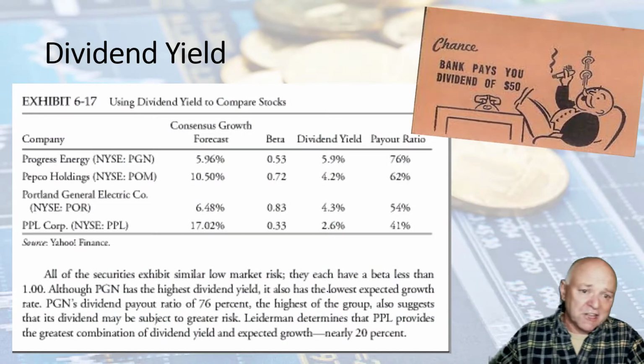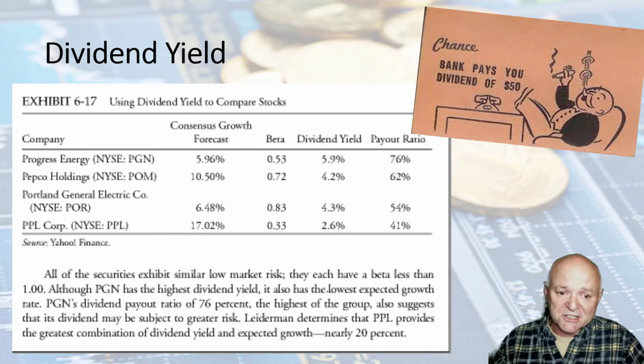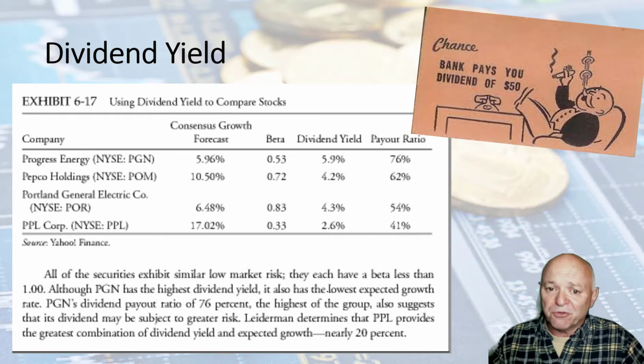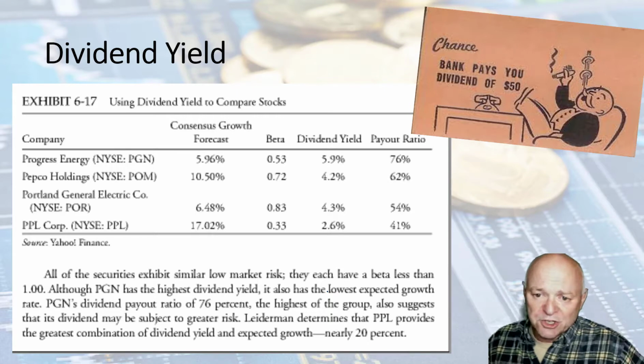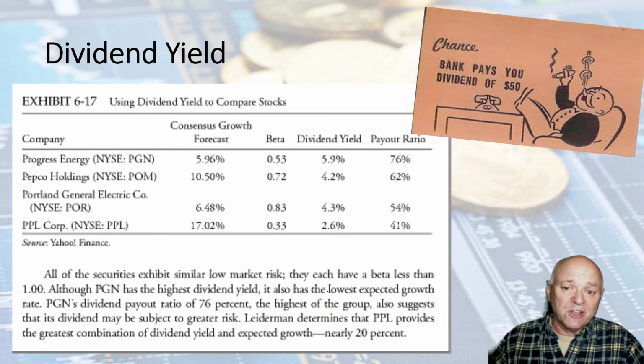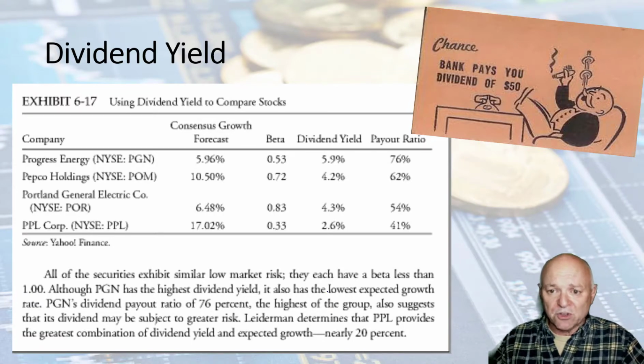And here you can see a great example of this. From the textbook example, we have 4 companies that are all in the electric utility business. The ones with the highest growth forecasts are, well, at the bottom of the table mostly. We have PPL, which is a Pittsburgh-based electricity utility. The lowest growth is Progress Energy. Progress Energy also has the lowest beta, but it has the highest yield. 5.9% gives it by far the most attractive yield.